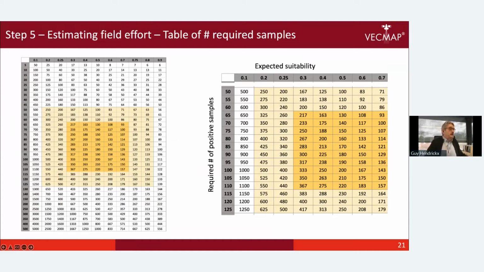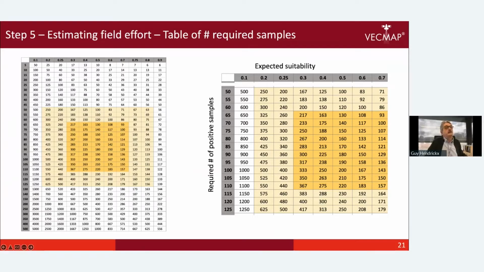This is a very simple calculation. You have on one side, on top, the expected suitability. Remember, we had test sites which were like 28% or 60% or 48% suitable. And you multiply, and you have the number of positives you want to obtain.